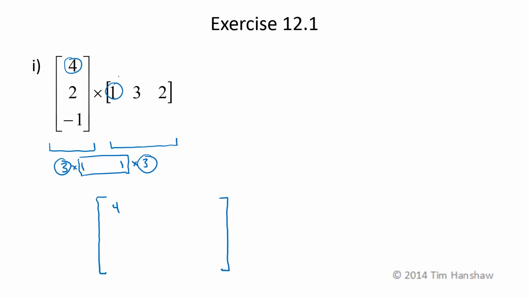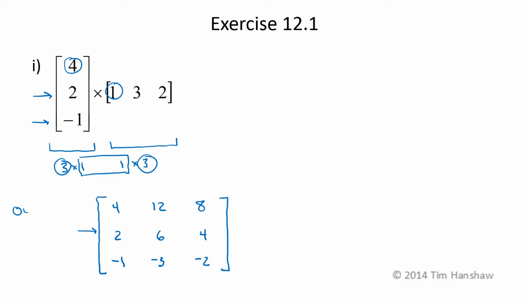The first row of the second column will be 4 times 3, which is 12. First row, third column is 4 times 2 is 8. Moving down to the second row of this matrix moves us to the second row in the column vector. 2 times 1 is 2, 2 times 3 is 6, and 2 times 2 is 4. Third row is -1 times 1 is -1. -1 times 3 is -3. -1 times 2 is -2.